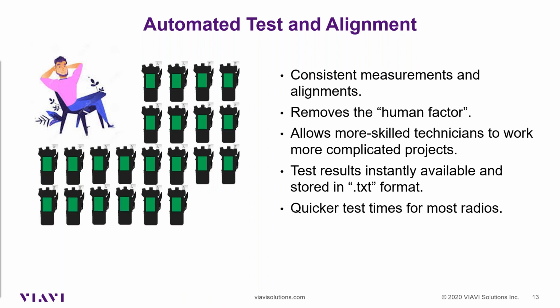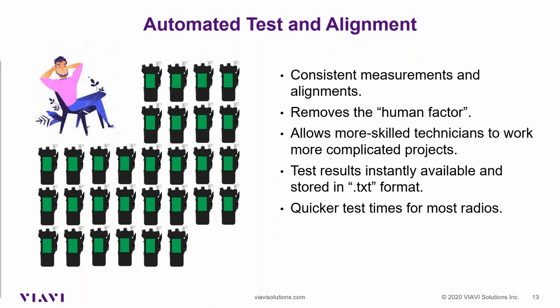He's getting more radios out during the day, and of course, from a 10,000 foot view, you can say, well, that's great because he's getting more radios out, so higher productivity. That's not always the case. Sometimes it takes about the same amount of time to align a radio fully in an automated fashion as it does for our technician to test the radio manually. But a lot of times when that happens, we're not really comparing apples to apples.